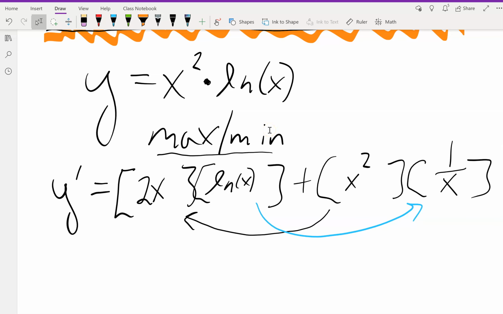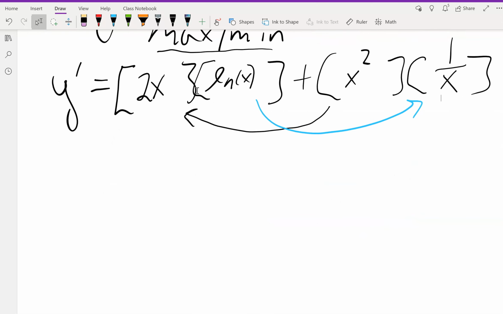Again, how did I know it was a product rule? Whenever there's a function in front of natural log, it is a product rule. What's a function? Pretty much everything. The only thing that would stop this would be if there's a number in front. If there was a number in front, you would just do the derivative of the log. As soon as there's a variable in front, welcome to the product rule. All right, so we did the product rule.